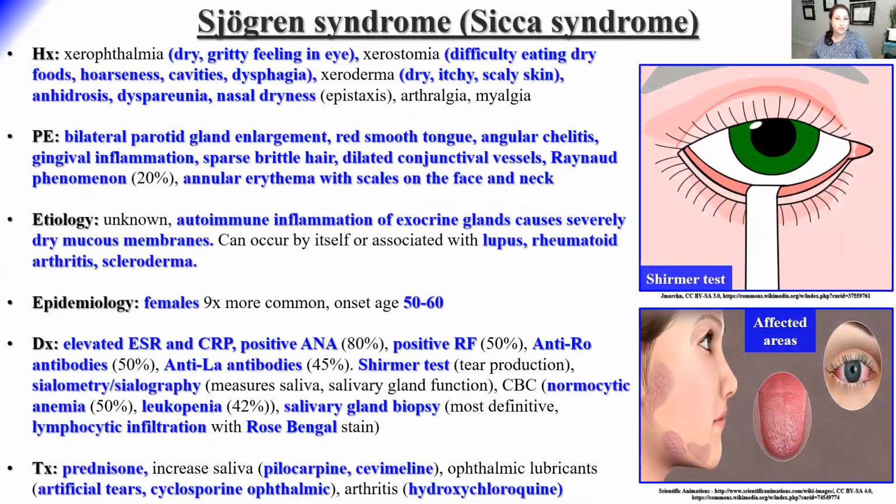Next, we're going to talk about Sjogren syndrome or Sicca syndrome. There's one word I want you to remember about this one. Dry, dry, dry. Everything's dry in Sicca syndrome. This is an autoimmune inflammation of the exocrine glands that causes severely dry mucous membranes. This can occur by itself, or it can be in association with patients who have lupus, rheumatoid arthritis, and scleroderma. So remember, dry, dry, dry.